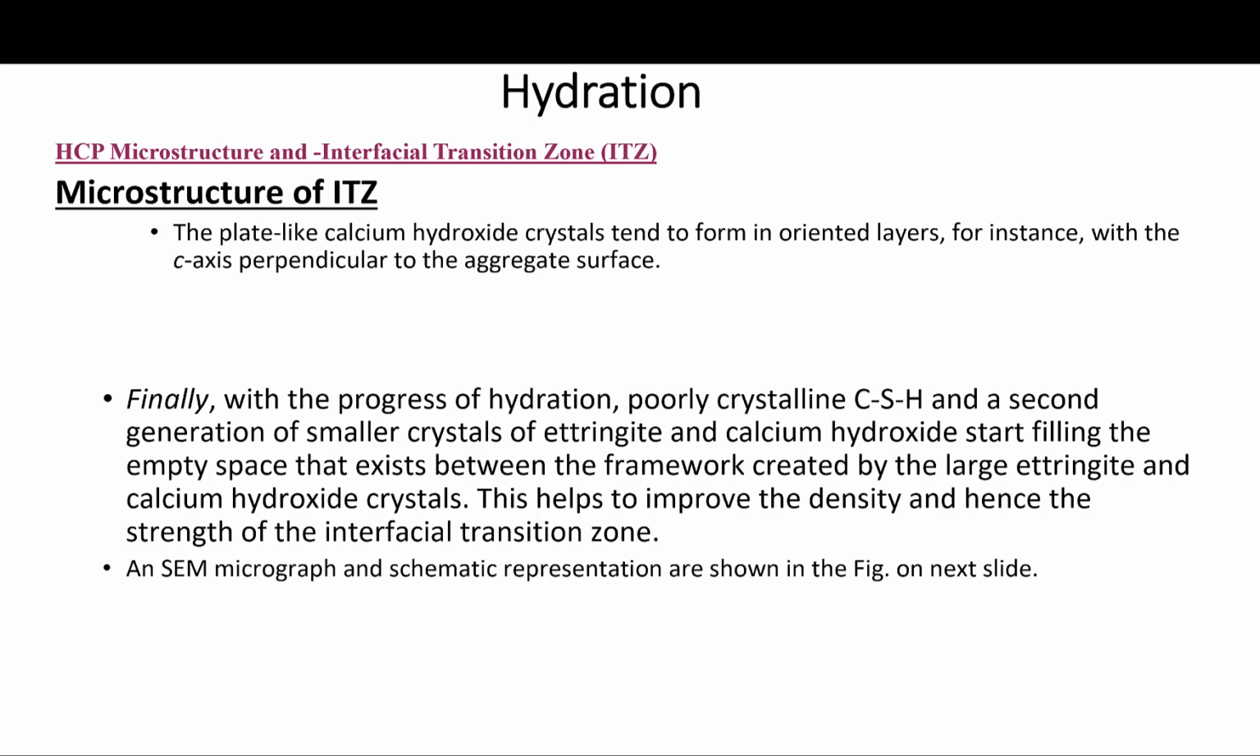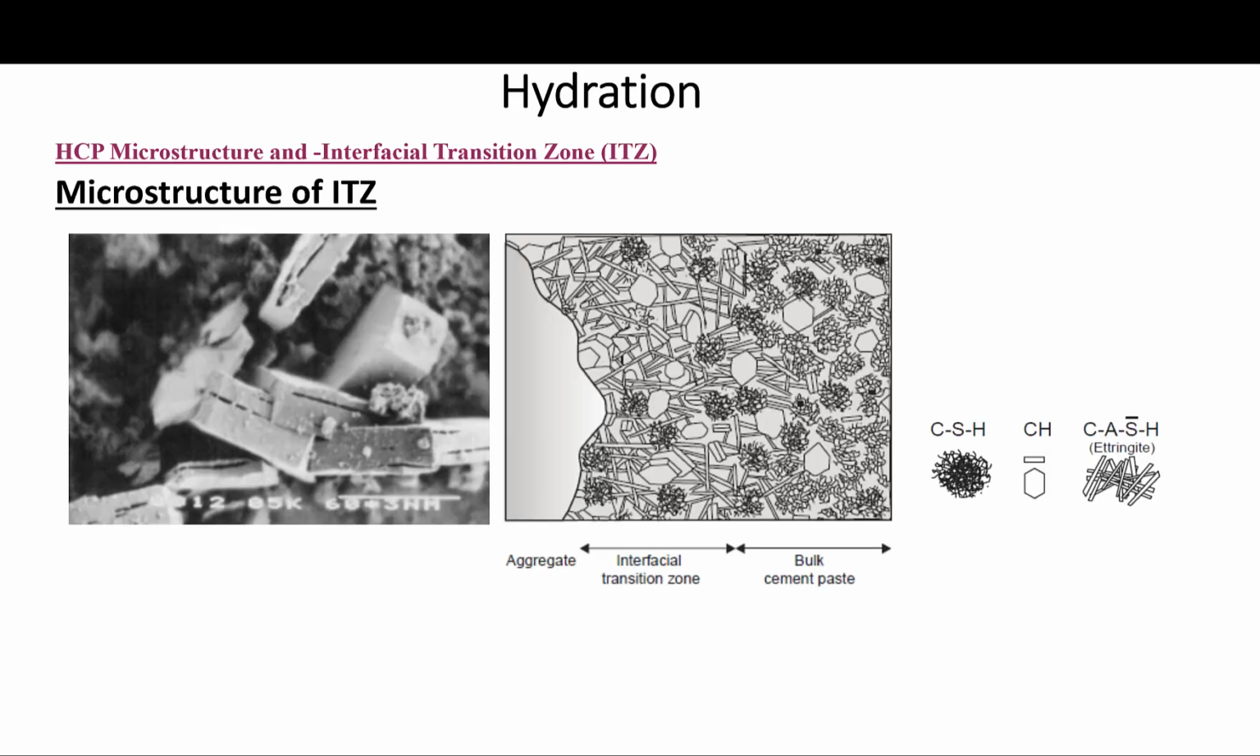A scanning electron microscope micrograph and a schematic representation are shown on the next slide. I'll show them now. As you can see here, this is a scanning electron microscope image, and you could see the orientation. This is the aggregate. As you can see, the orientation of the calcium hydroxide crystals, and you can see the larger nature of these crystals forming in this zone.